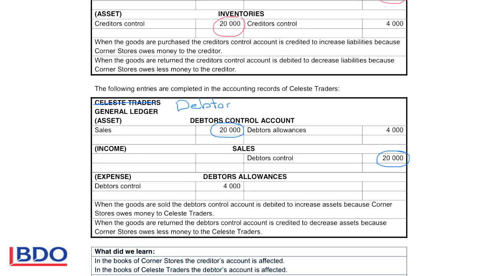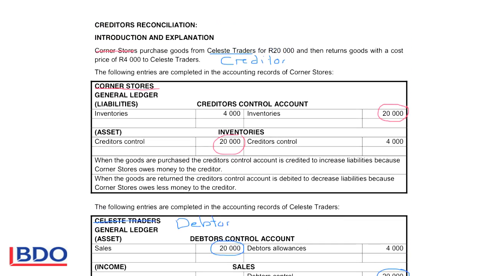Okay, if we go back to the previous books again and we look at the returns of the goods, here we see that goods are returned with 4,000 Rand. So in the books of Corner Stores, Celeste Traders is a creditor. So if goods are returned, the creditors control account must be debited to indicate that less money is owed to the creditor. Inventories will be credited to show that the inventory is reduced.